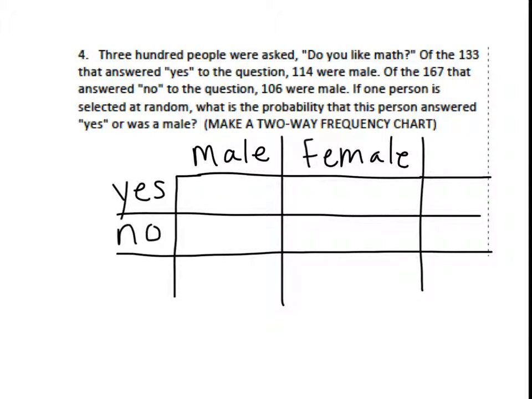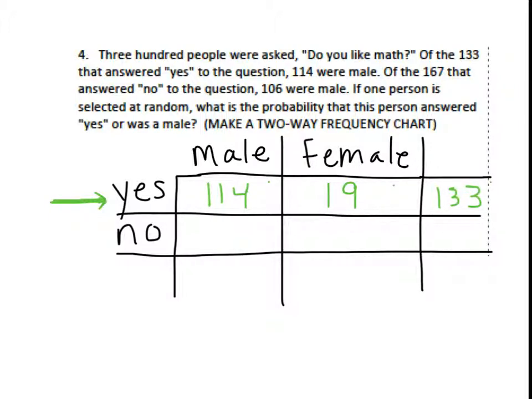And let's start filling in where we can. So, of the 133 that answered yes to the question, 114 were male. So we're going to look at our yes column. There were 133 of them, and 114 were male. Well, if 114 were male, and there were a total of 133 of them, then that leaves 19 females.